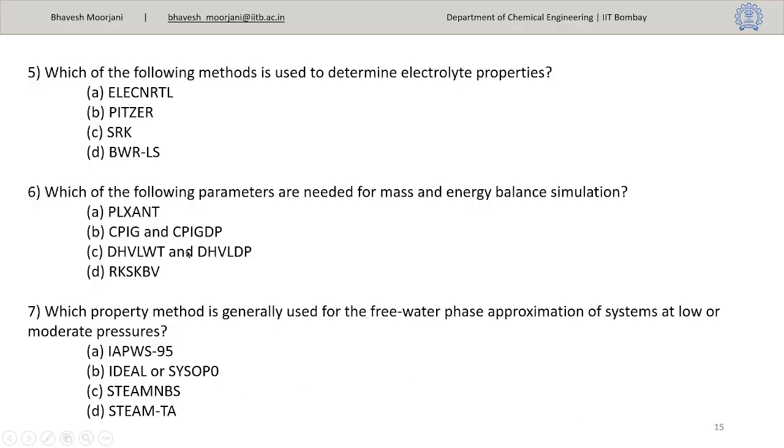Similarly, which property method is used for a free water phase approximation? I have shown you, particularly at low temperature and moderate pressure, so I expect an answer from you. We had seen various properties for water which were available. So which method do you think will be more usable here? Any guess? Ideal. Yeah, since we are working at low or moderate pressure, and all the other properties that we have seen were looking at the higher pressure values of water, right?